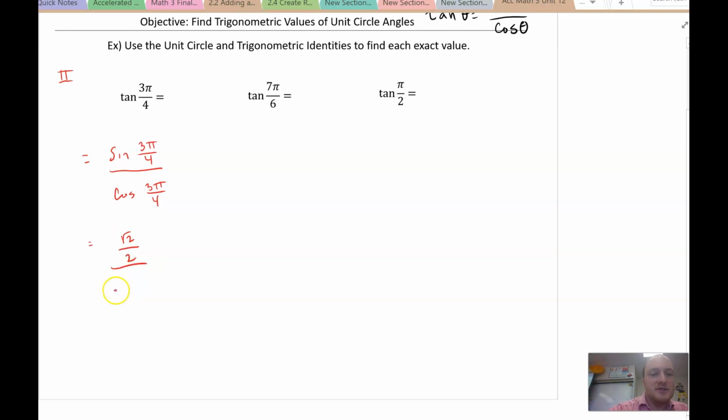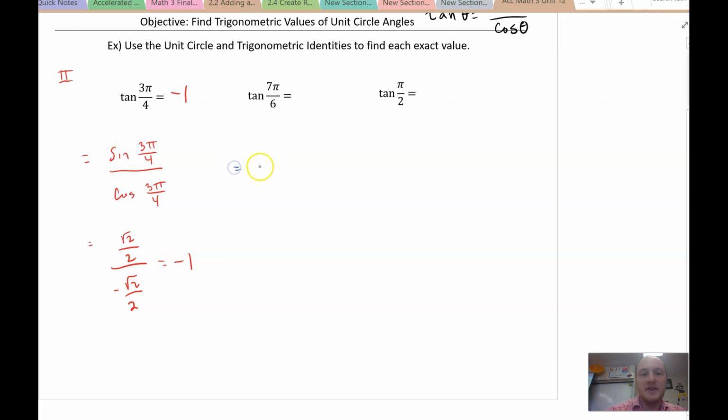And my x value is negative root 2 over 2. Okay, so I have something divided by itself. The answer is 1, but one of them is negative. Positive divided by negative is negative 1. Okay, all right. Next example, tangent of 7 pi over 6.